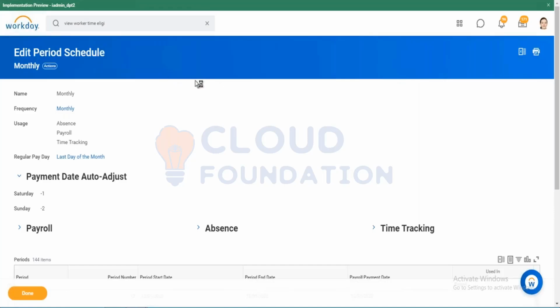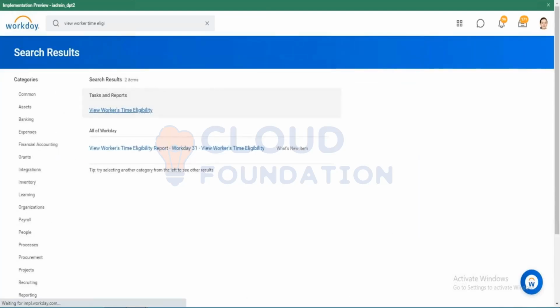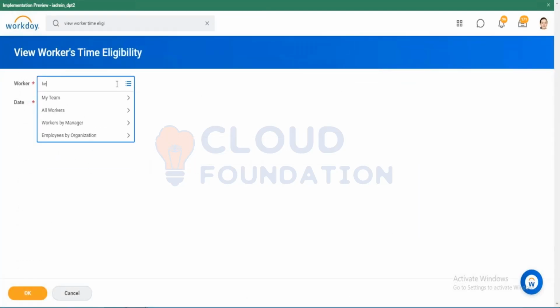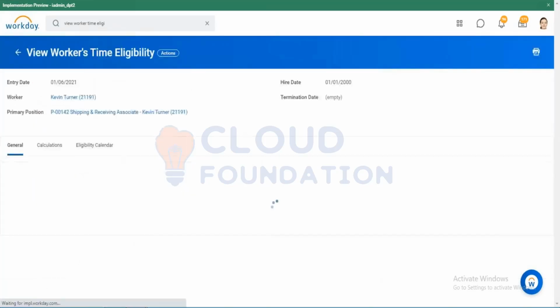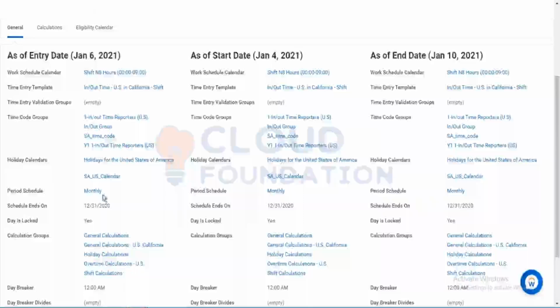Which task are we using? View Workers Time Eligibility. This is my favorite tool. Yeah, it looks really good actually. You see, he is eligible now. He can enter the time.